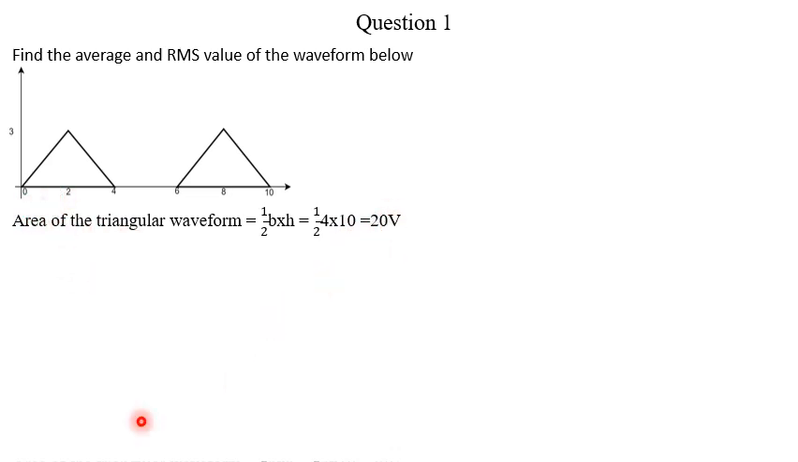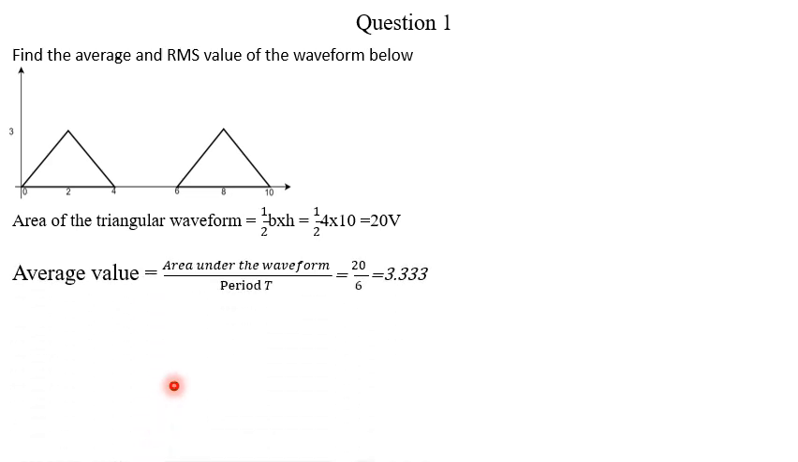To find the average value, we use this formula: the average value is the area under the waveform over the period. You might ask why the period is 6. It's 6 because the total period of the waveform started from here, and where do we see another waveform starting? It's 6. That is why the total period of the waveform is 6. So it's now 20 divided by 6, which gives 3.33 volts. This is how we calculate the average value of a triangular waveform.